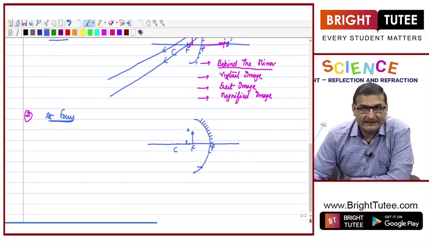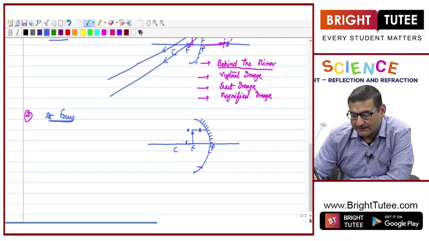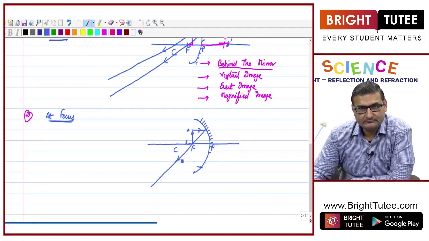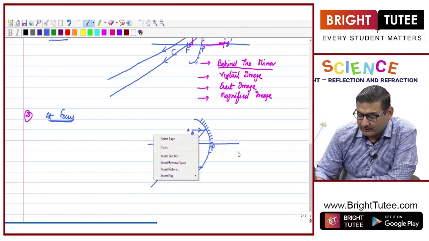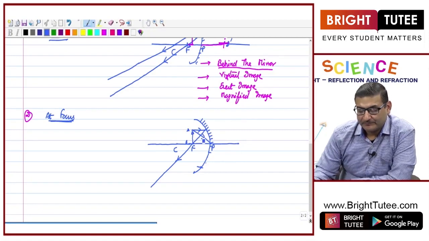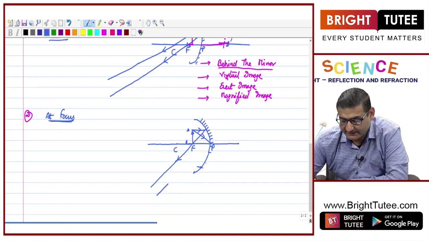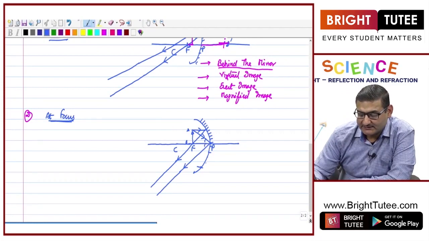Once again, we will require any 2 rays of light for showing the image formation. Once again, I will take the first ray of light going parallel to the principal axis. After striking the surface, it will become like this, because it is going to pass through the focus as per our first rule. Got it? Second, we will take a ray of light which is going towards the pole. After striking the pole, it is going to reflect in such a way that it makes the same angle with the principal axis as we have studied earlier. So, we will see that this will be like this. Fine, it is making the same angle.